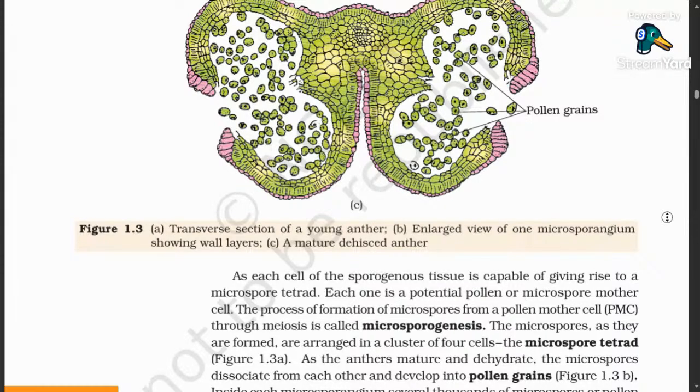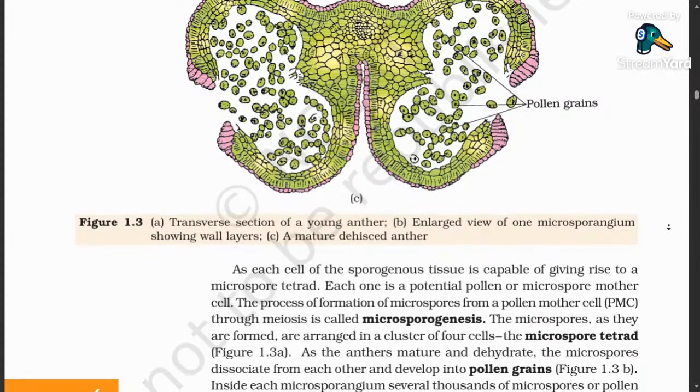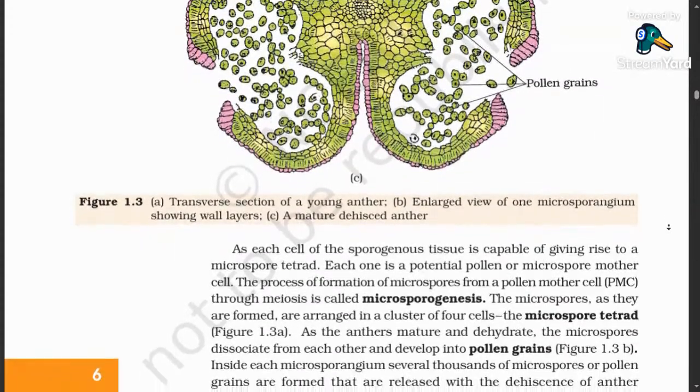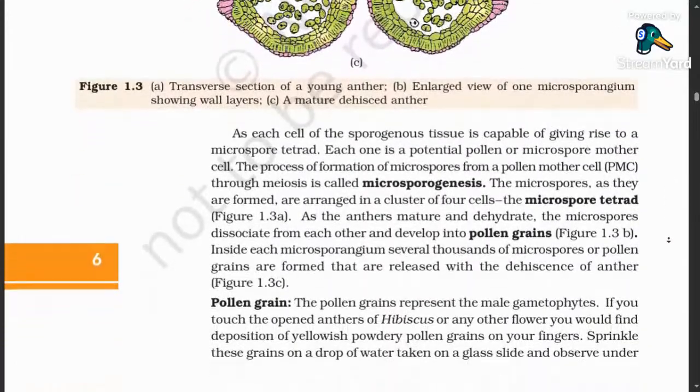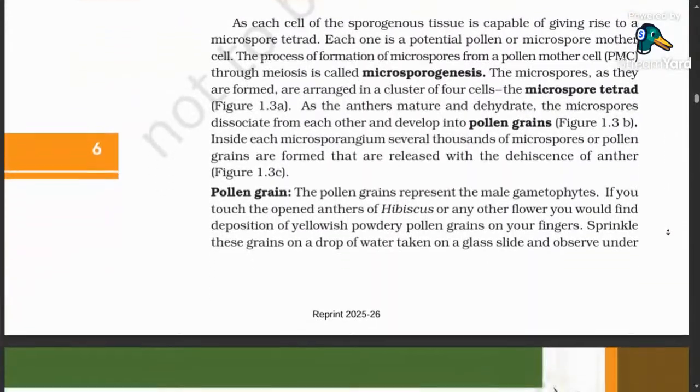As the anthers mature and dehydrate, the microspores dissociate from each other and develop into pollen grains. Inside each microsporangium, several thousands of microspores or pollen grains are formed that are released with the dehiscence of anther. The pollen grains represent the male gametophytes.